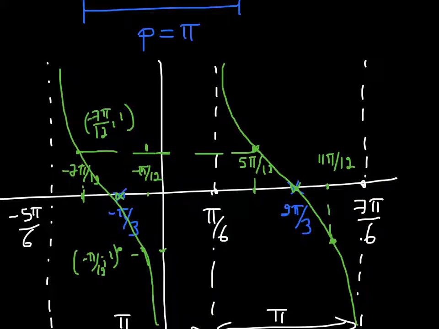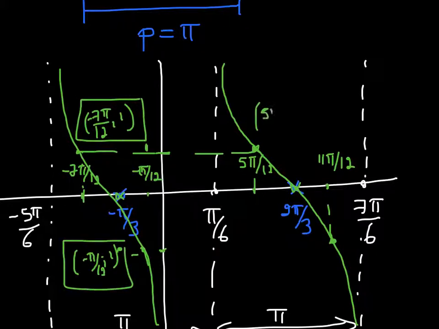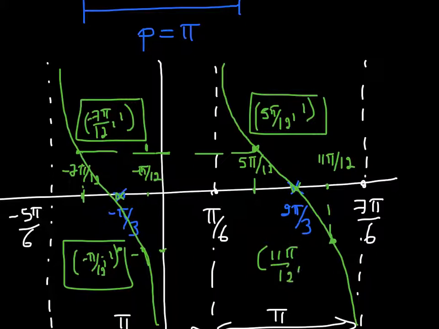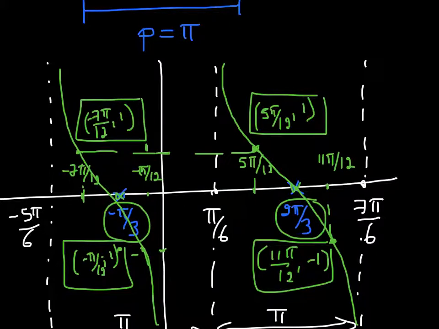So what is expected of you? Those 4 points: this one, that's the second one, this is 5 pi over 12, comma 1, that's the third, and the final point will be 11 pi over 12, comma negative 1. That's the final point. And keep in mind your asymptote and your x-intercept. The x-intercepts do not have to be in ordered pair.